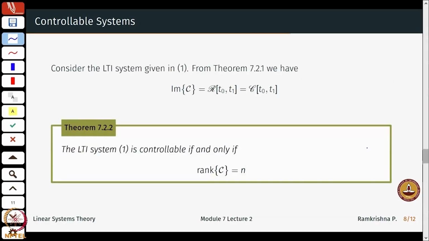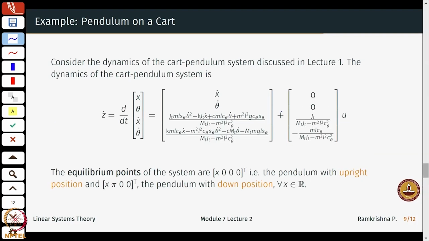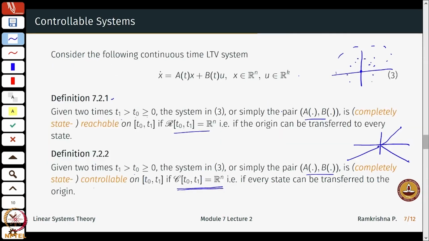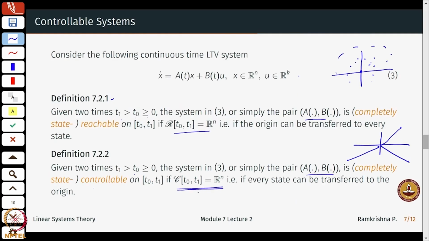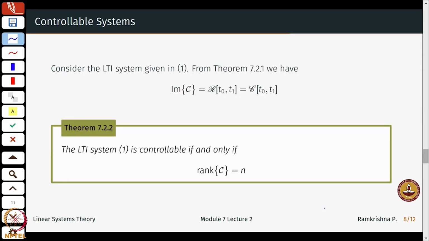Well, in case of this, where the time constants were equal, what we could check is that the only possible points that I could reach were on this line, if this was x1 and x2. Whereas, if the system is completely controllable, then I should be able to reach any point, or I should be able to come back to the origin from any point in R2 in this case. Now, how do we check this?